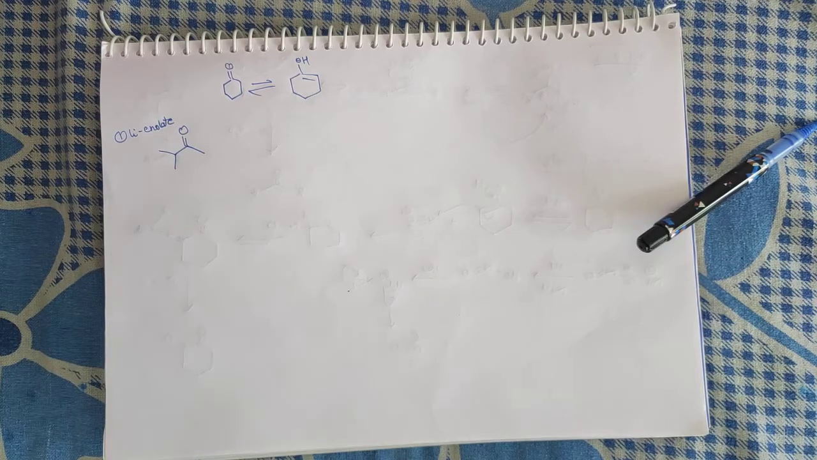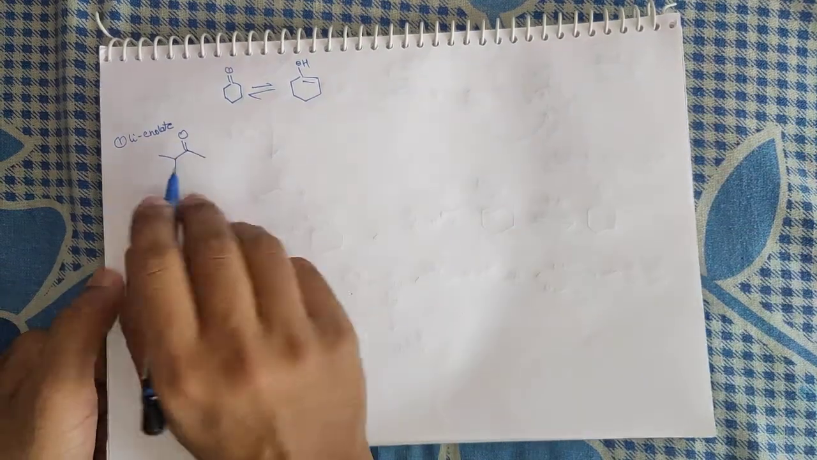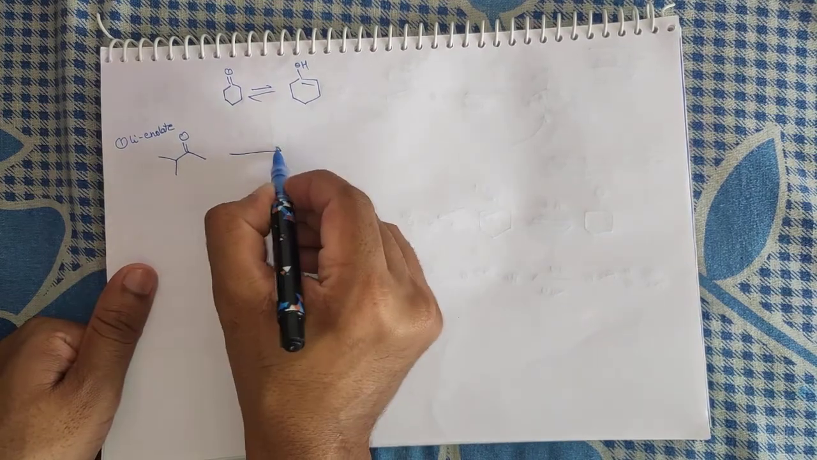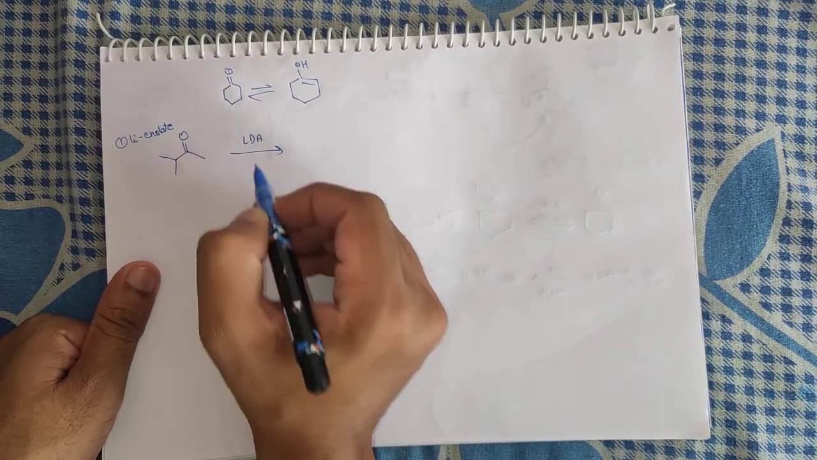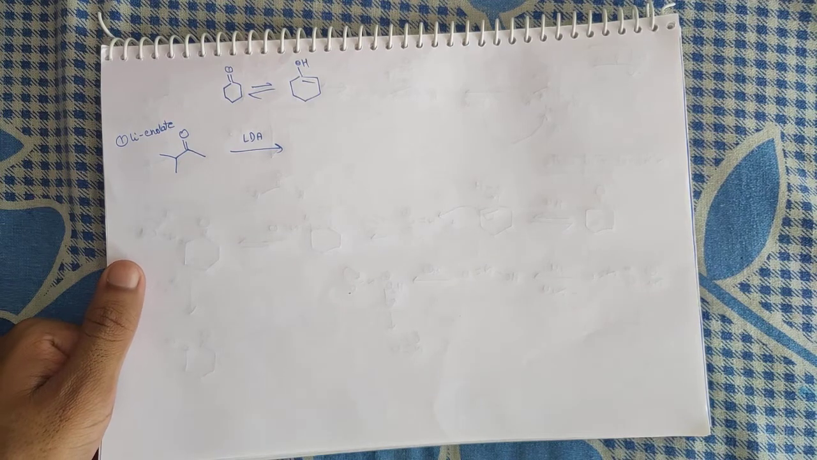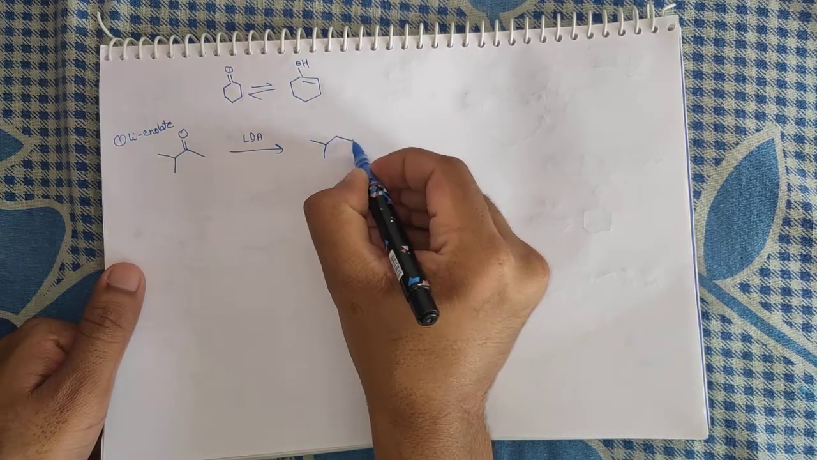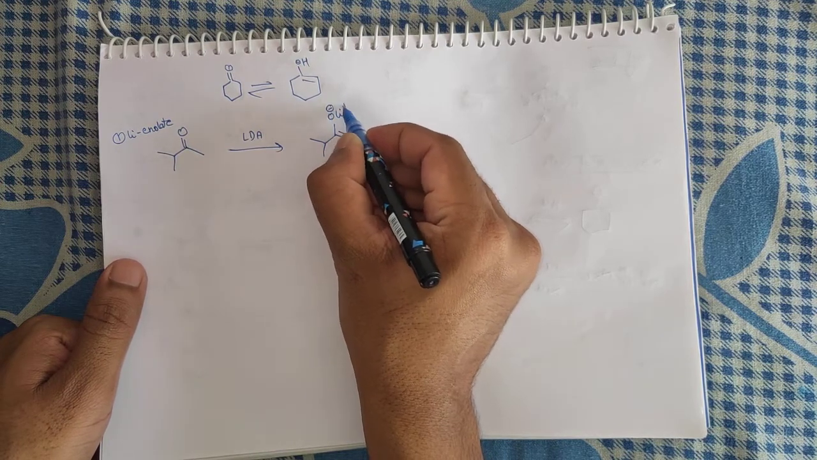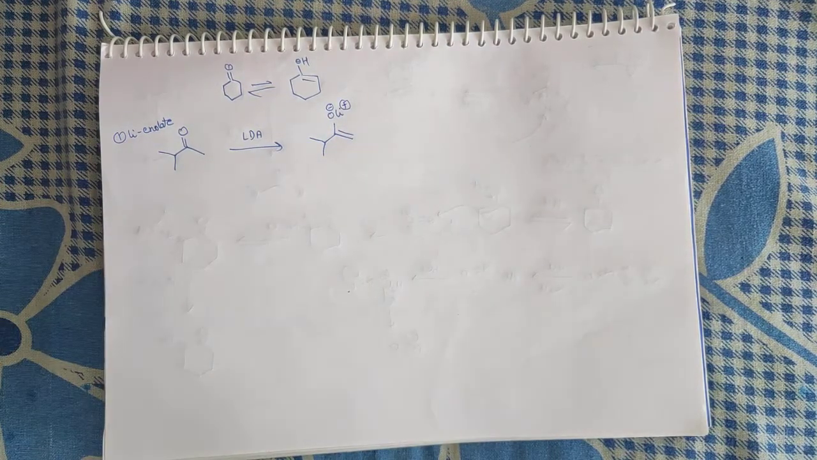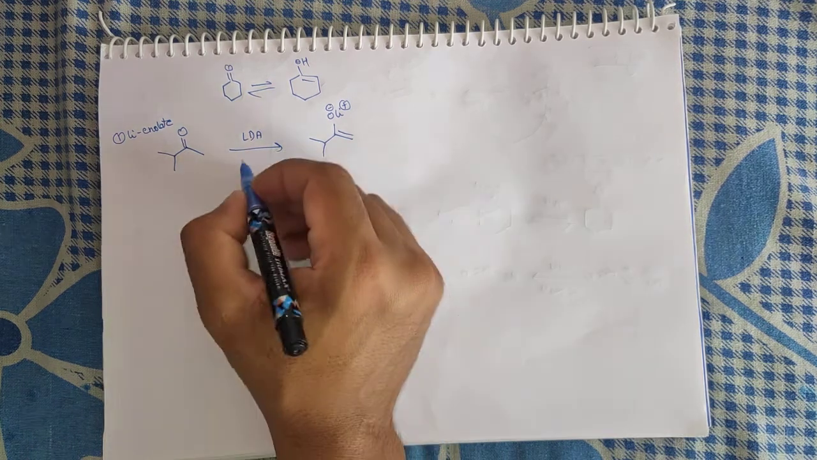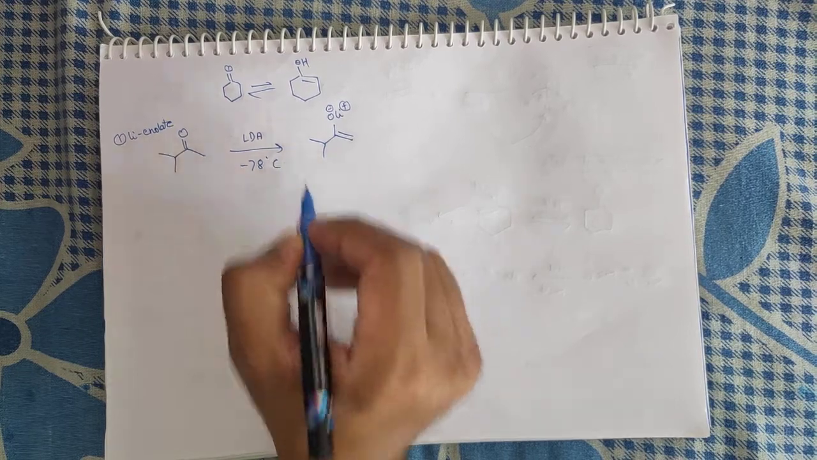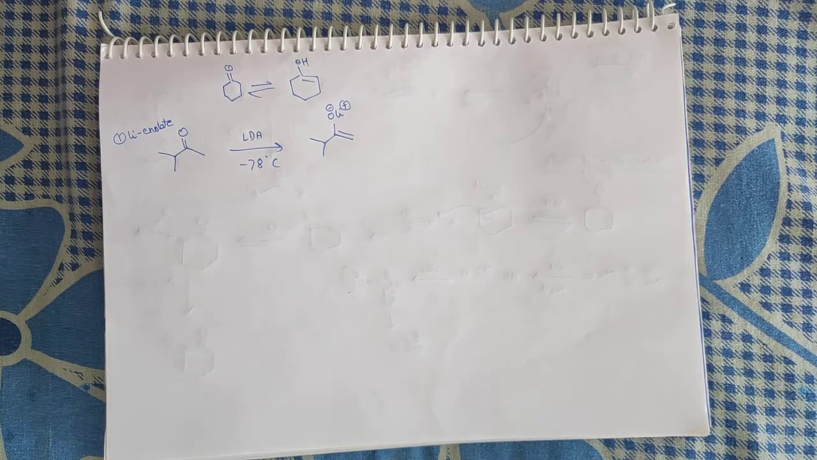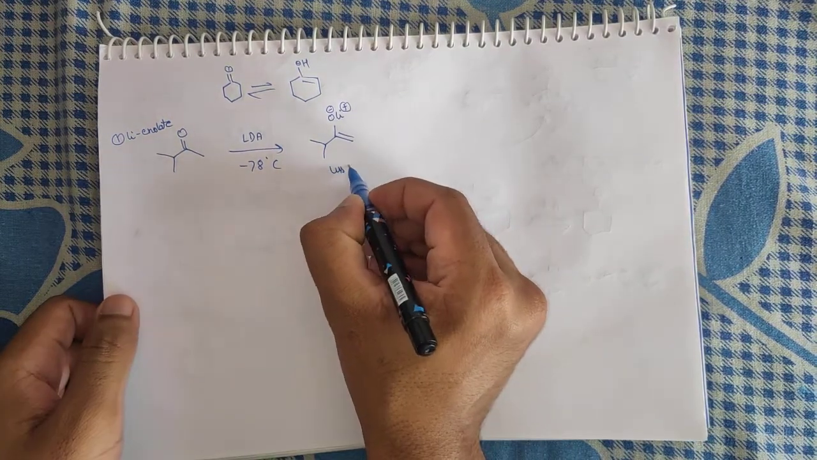So in this video we will be talking about enol equivalents. Let's take this unsymmetrical carbonyl compound. If you add LDA in it, which is a base, then there will be formation of the less substituted enolate like this. So lithium enolate is the less substituted enolate. If you want to form lithium enolate, you have to carry out this reaction at minus 78 degrees Celsius, and this is a less substituted enolate.